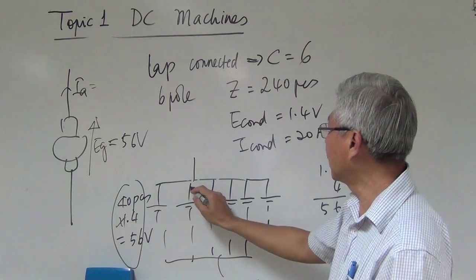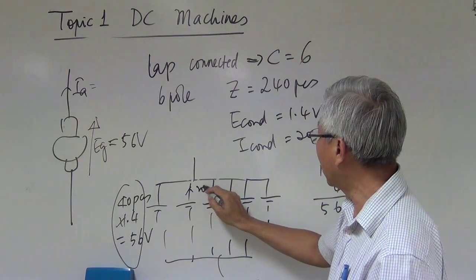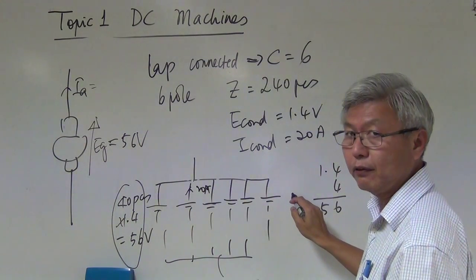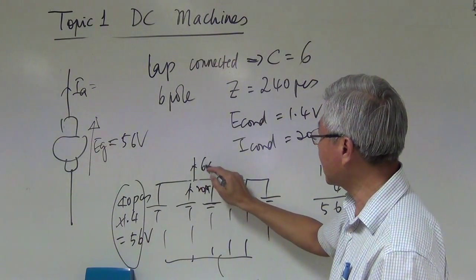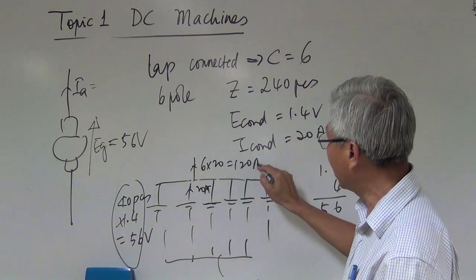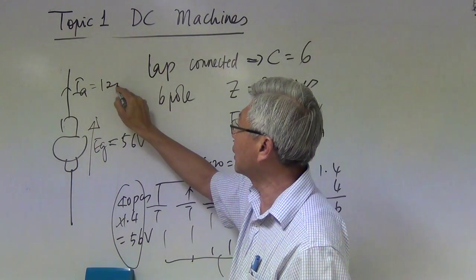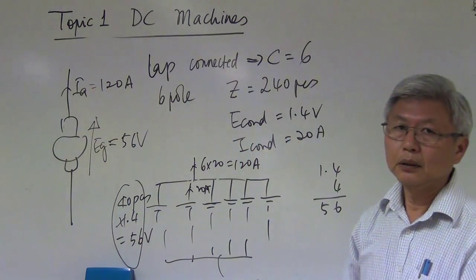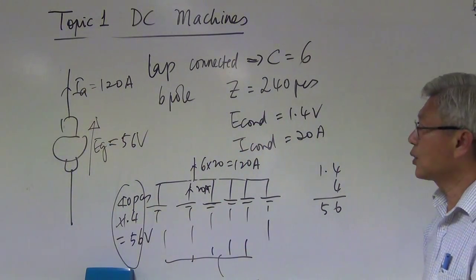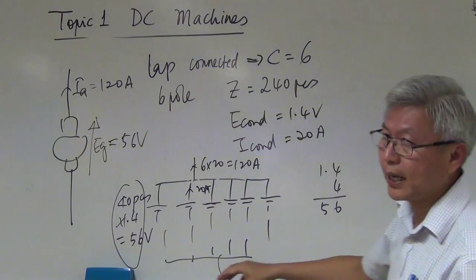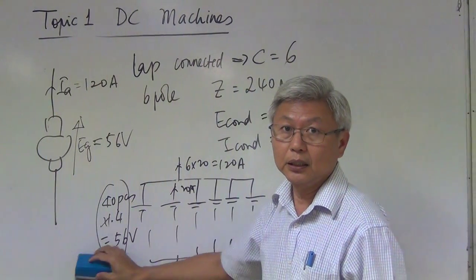And the current per conductor is equal to 20 ampere. How many 20 ampere do I have? I have 6 of them. So it's 6 times 20, so it's 120 ampere. So here is 120 ampere. Okay? So that is the knowledge about the separately excited generator.